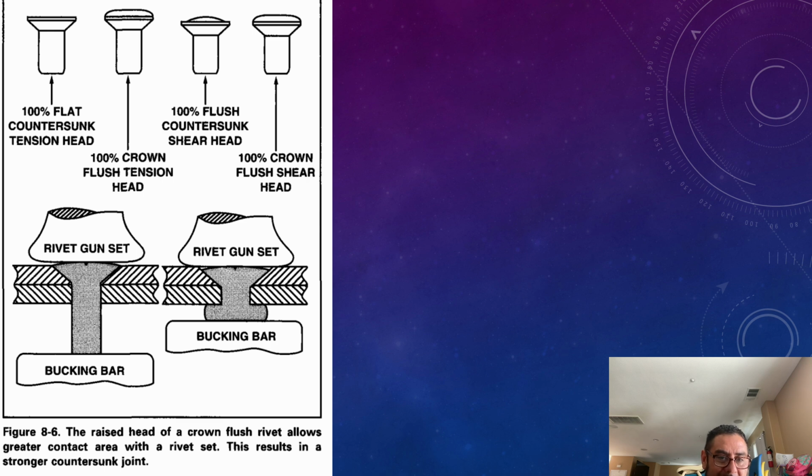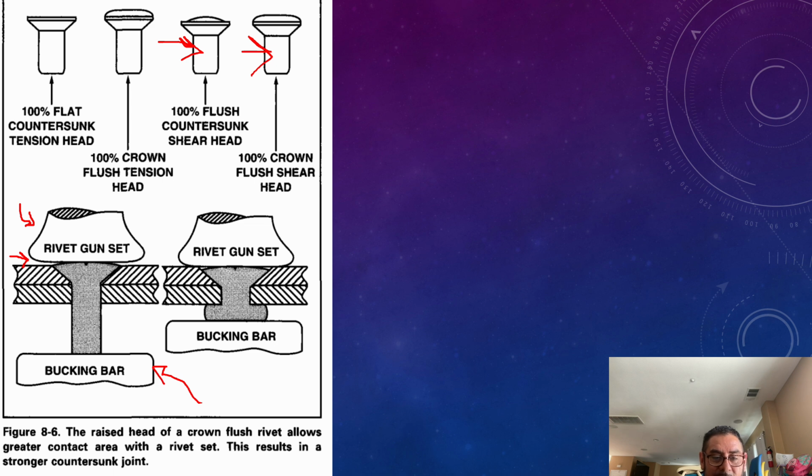On the top left, we have 100% flat countersunk tension head, followed by a crown flush tension head. And then this one here is the flush countersunk shear head. And the last one over here on this side is the 100% crown flush shear head. Here's your gun set. And this is what we're talking about, the gun set. Without damaging your skin, here's your bucking bar.